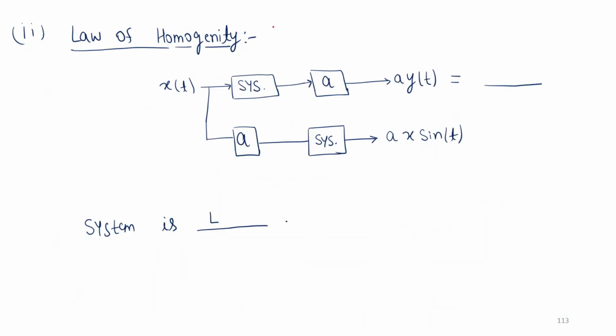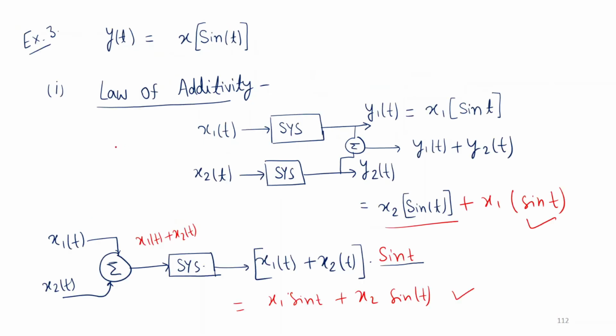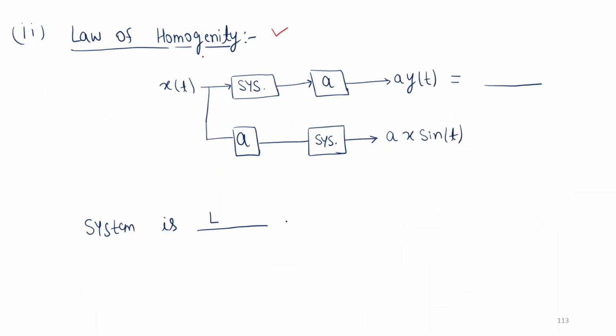Now you have to check the law of homogeneity. The previous system, y(t) = x sin t, you are checking the condition for homogeneity. So x(t) sin t, you multiply with a. Here you will get the output x sin t into a. So here you will get a into x into sin t.